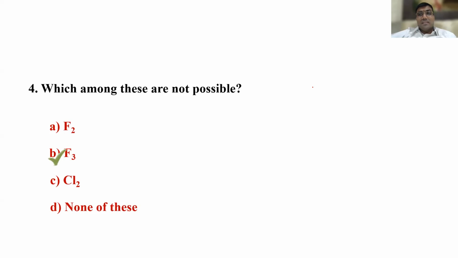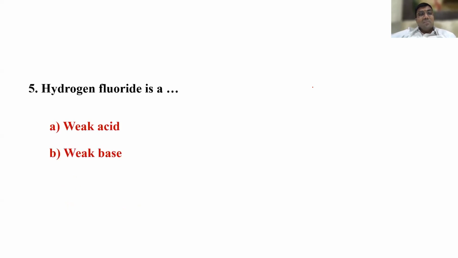F3 is not possible, right? But interhalogen compounds, ICl3, I3 minus is possible. KI3 is nothing but an orange solid. So hydrogen fluoride is a weak acid. Yes, it's a weak acid. HI is a strong acid because I is larger, so H plus ions can be readily donated.